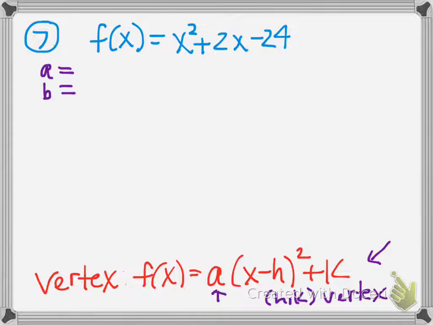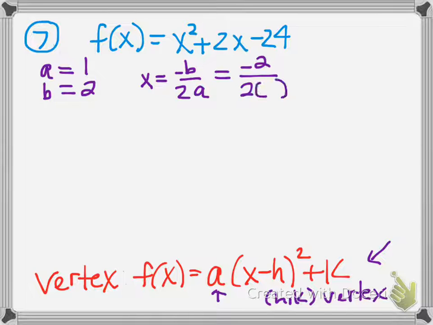So we need to identify a and b for the formula. A is the number in front of the x squared, which is a 1, and b is the number in front of the x, which is a 2. So the formula to get the x-coordinate is opposite of b over 2a. So if b is 2, the opposite would be negative 2. And my denominator is 2 times a, and I'm plugging in 1 for a. So to simplify this, the numerator is still negative 2, and the denominator, 2 times 1 is 2. So negative 2 divided by 2 is negative 1.